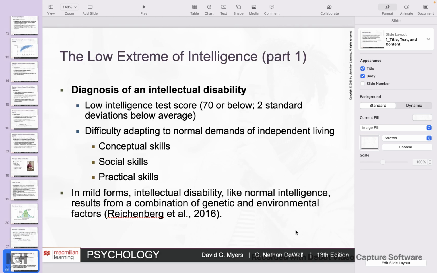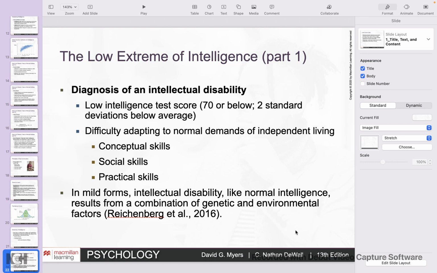So the low extreme of intelligence correlates with a diagnosis of intellectual disability. In order to diagnose an individual with intellectual disability, one has to have a low intelligence score. That is a score of 70 or below in terms of their IQ score on a standardized test. They have to have difficulty adapting to normal demands of independent living.